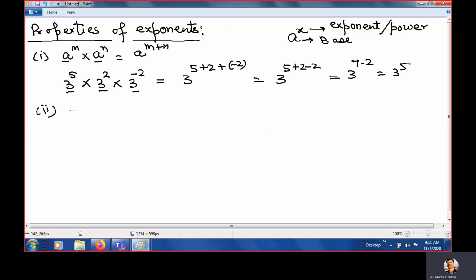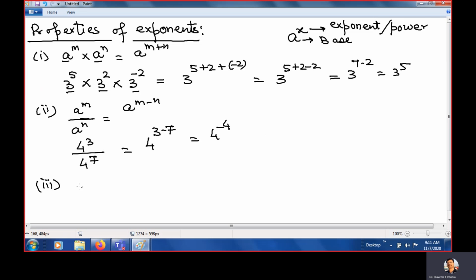What is property number 2? a power m upon a power n is a power m minus n. If they are in division, the exponents are subtracted. Like 4 power 3 upon 4 power 7. So what will be the answer? 4 power 3 minus 7, that is 4 power minus 4. This is property number 2.